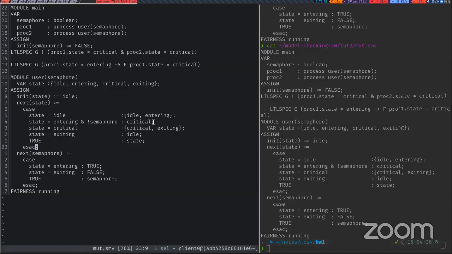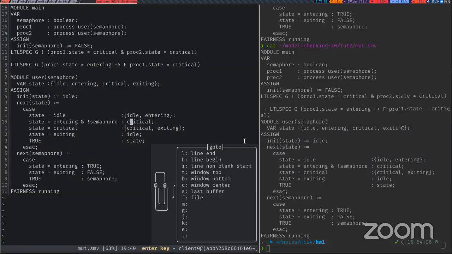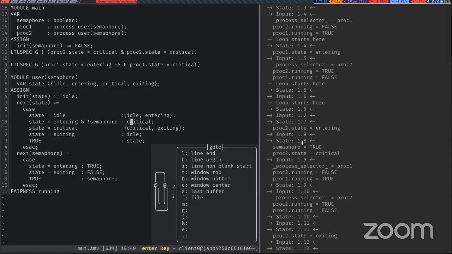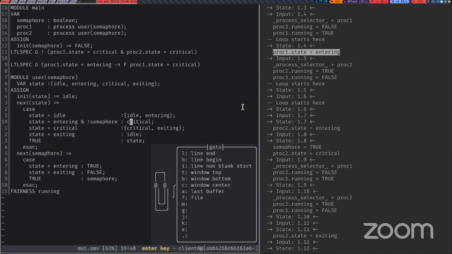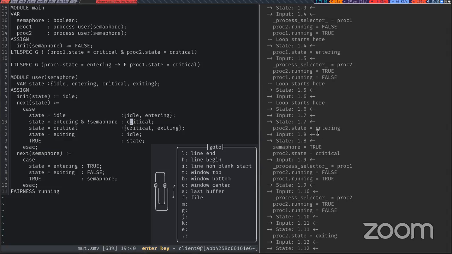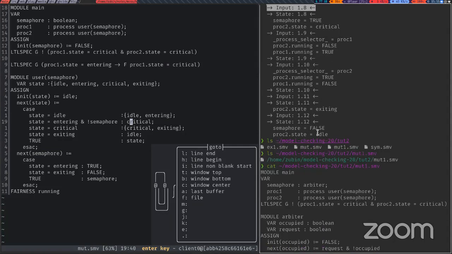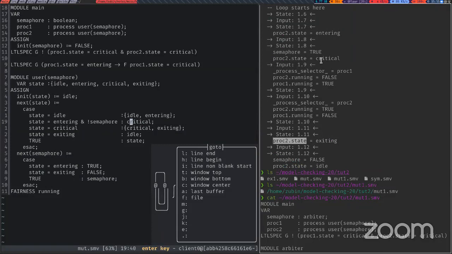No, but process one is entering. So in the counter example, we have process one entering. Then process one doesn't make any progress, but process two enters and exits the critical state. So process two enters into critical and then it exits. And then semaphore is set to false, which is fine.